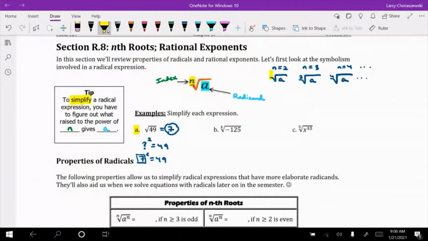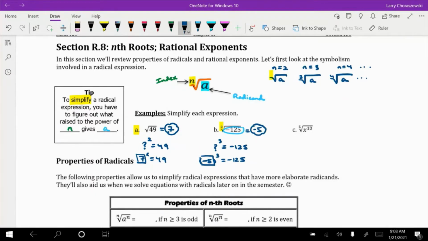If you look at example B, we have an index of 3, so it's a cube root. So with regard to negative 125, we want to ask ourselves, okay, what can I cube, since that's the index, to get negative 125? Any takers on that? Negative 5, yeah. So if you took negative 5 and you cubed it, you would get negative 125. So because this is the number you cube to get negative 125, the cube root of negative 125 is negative 5.